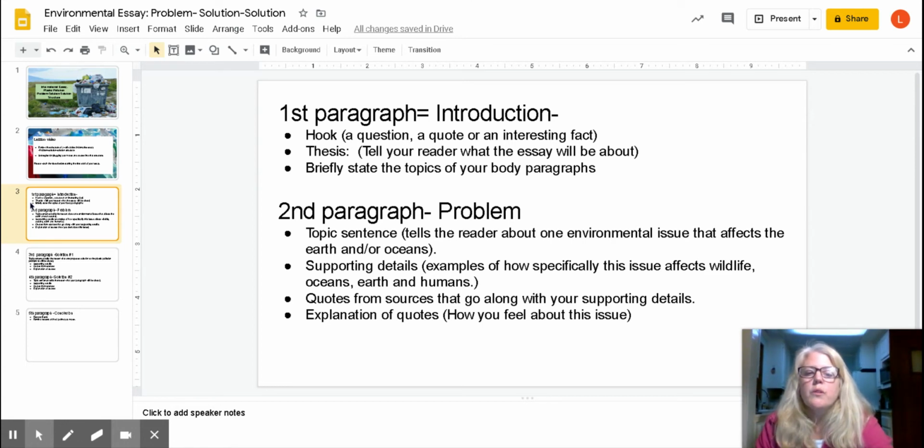Then you're going to give quotes from sources that go along with your supporting details. So you're telling about the problem of plastic pollution and how it affects the earth, how it affects the oceans, how it affects human life, and then giving some quotes from the articles that you've read over the last couple weeks. Then you're going to explain the quotes and explain how this makes you feel.